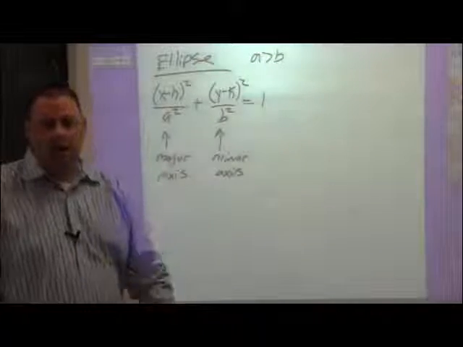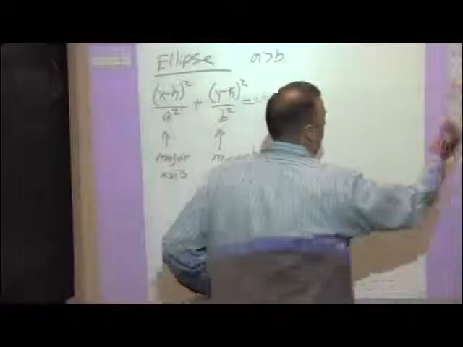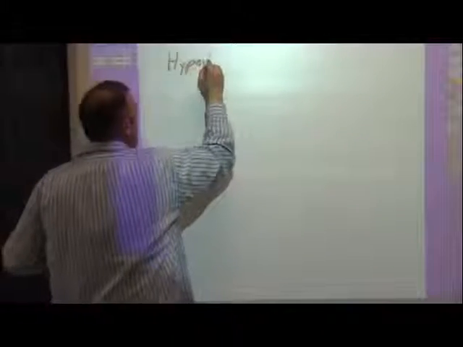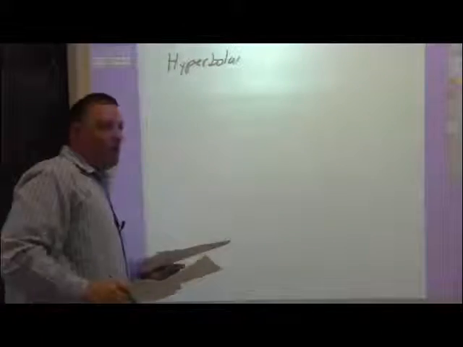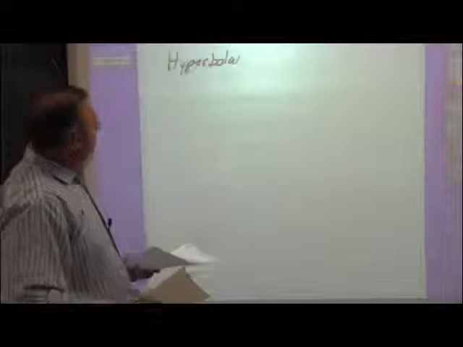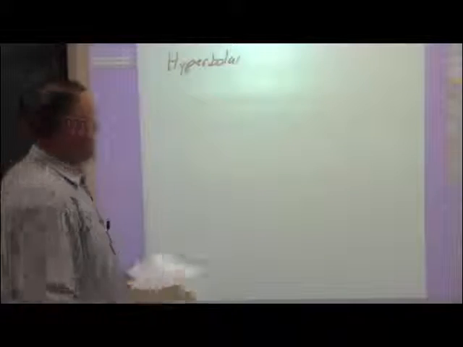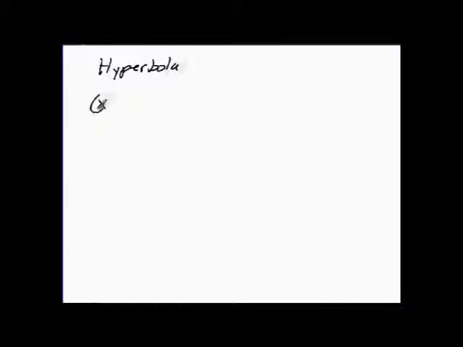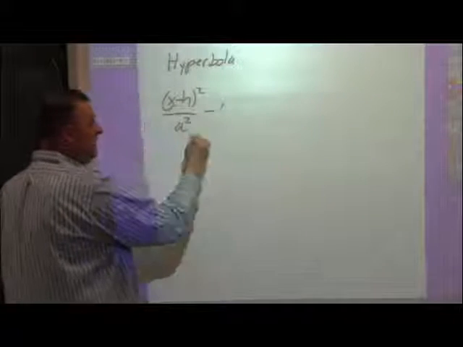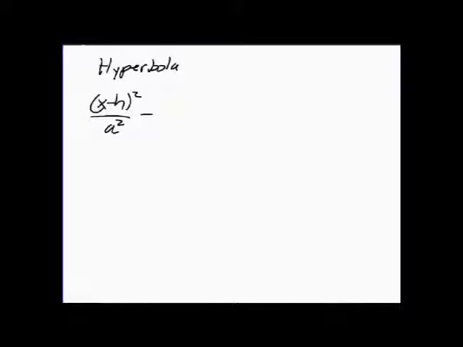So let's go ahead and talk about the other conic, called a hyperbola. That's how I remember how to spell it. A hyperbola looks very similar to the ellipse. X minus h quantity squared over a squared minus, not a plus now, that's the major difference, minus here. Then you have the quantity y minus k squared all over b squared, and it's also equal to 1.